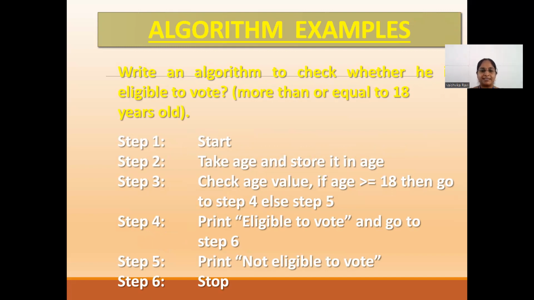So the algorithm starts. First one, start. Then take the input as age and store it in the variable age. Then we check if the given input value is greater than or equal to 18; we print eligible to vote. So if the age is greater than or equal to 18, we go to step 4. Or else, if the age is less than 18, that is the else part, it should print not eligible to vote. If the condition is true, we go to step 4. Or else, if the condition is false, we go to step 5. After finishing the checking, we stop the algorithm.